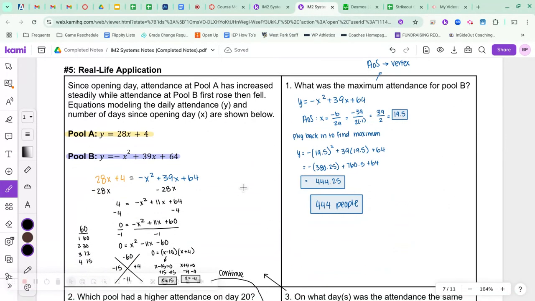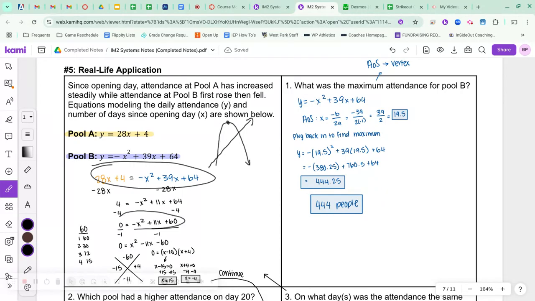Okay, wrapping this thing up. This will be the last one for today's notes before you go get to work on some review. We have Pool A and Pool B. Okay, so Pool A is steadily increasing, so maybe doing something like that. Pool B rose at first and then began to decrease. Okay, this looks a lot like a linear and a quadratic to me. Now what was done here is it was just solved for algebraically.